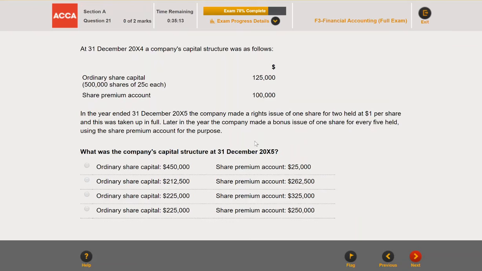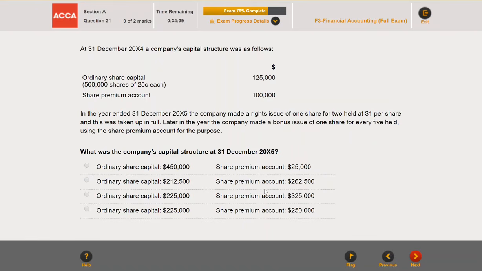What was company's capital structure at 30th December 2015? At 31st December 2014, the company's capital structure was as follows. Ordinary share capital 125,500,000 shares at 25 cents each. Share premium 100,000. In the year ended 31st December 2015, the company made a rights issue of 1 share for 2 held at 1 per share, and this was taken up in full. Later in the year, the company made a bonus issue of 1 share for every 5 held, using the share premium account for this purpose.